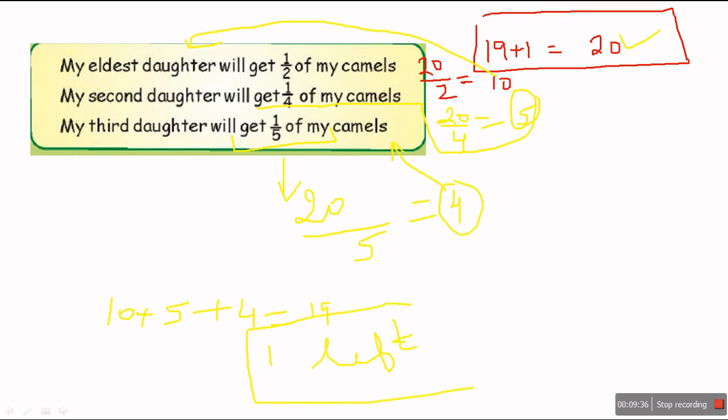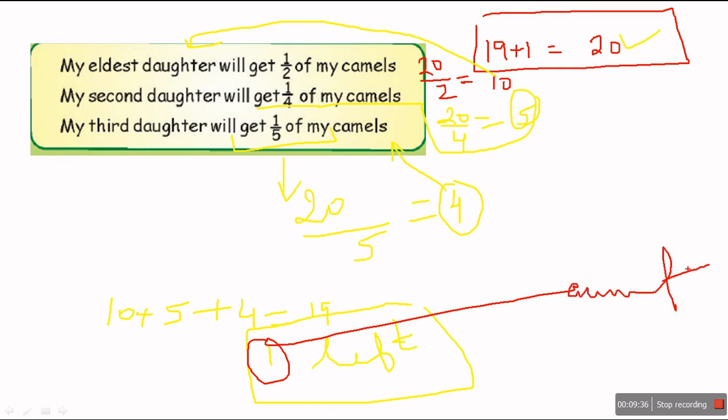So what will they do with this 1 camel? Yes, they will return it to her aunt, because it is her aunt's camel. Initially her aunt gave this 1 camel. So after dividing 19 camels, still they have 1 camel. So this is her aunt's camel. In this way, they could divide the camels.